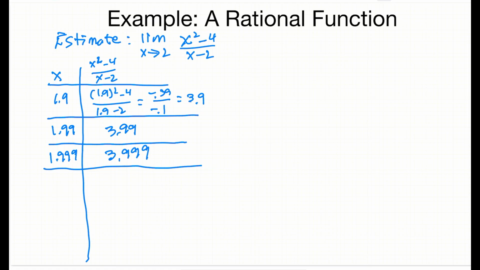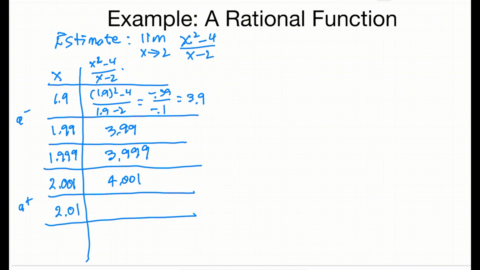Now this was the a minus case. Now let's look at a plus. In other words, we're coming at it from the upper numbers, or from the right. Let's start at 2.001. Putting that in the equation, we get 4.001. At 2.01, we get 4.01, and at 2.1, we get 4.1.